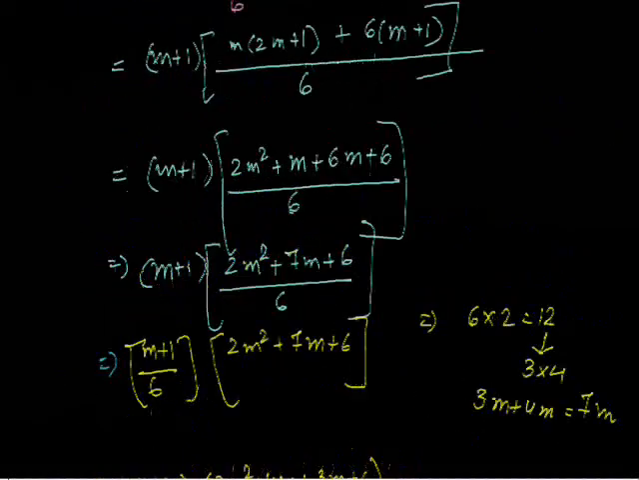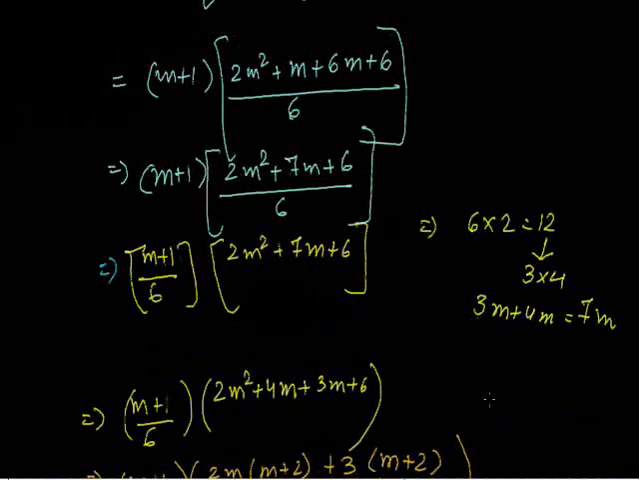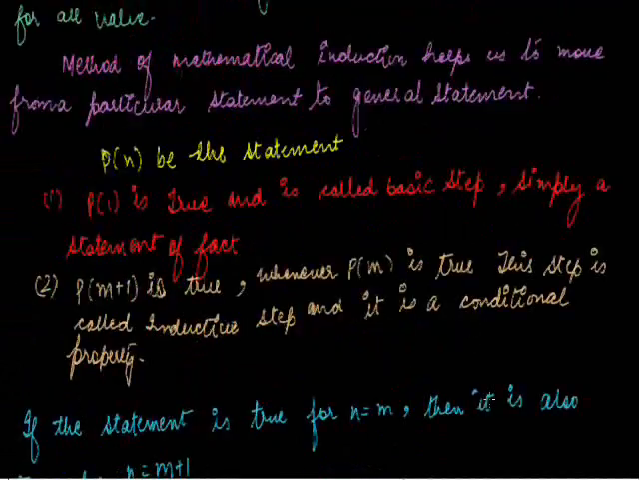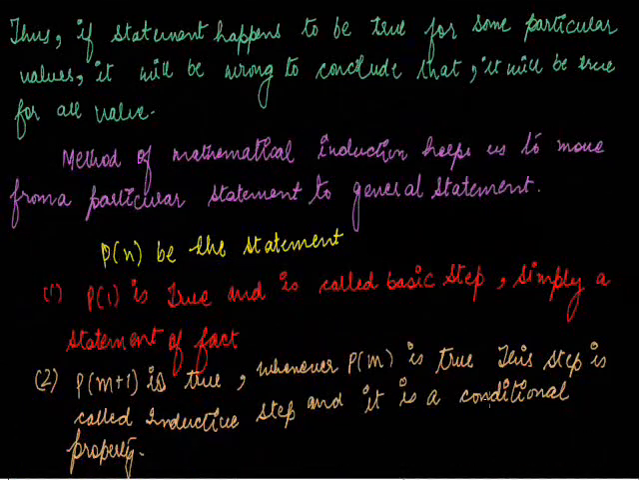So let's revise what we did in this lecture. We started with what I had explained in the last class. We are just writing the theory for it: if there is any statement Pn and you are proving it correct for n equals 1, n equals 2, n equals 3, it is impossible, and very tedious work, to prove it for each and every natural number. So if we cannot prove it for each and every natural number, we cannot generalize that. Thus, if the statement happens to be true for some particular values, it will be wrong to conclude that it will be true for all values.